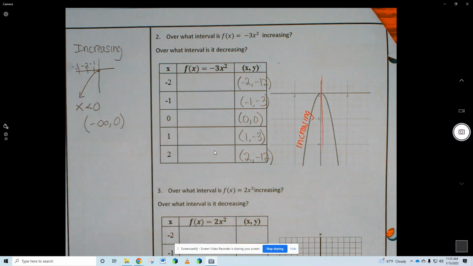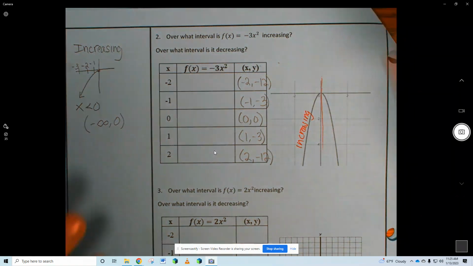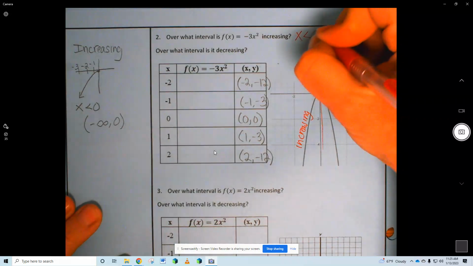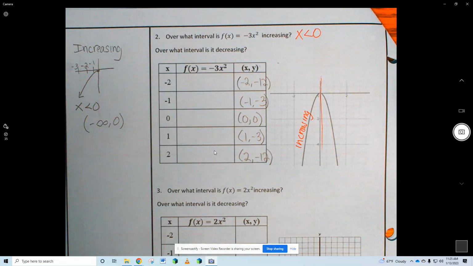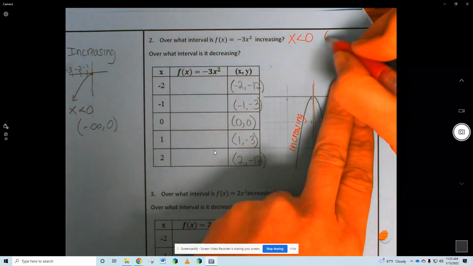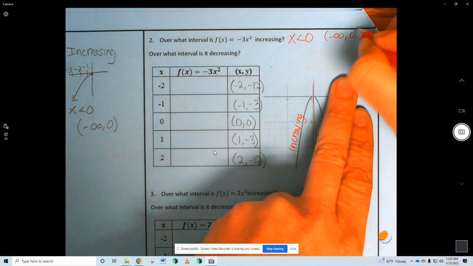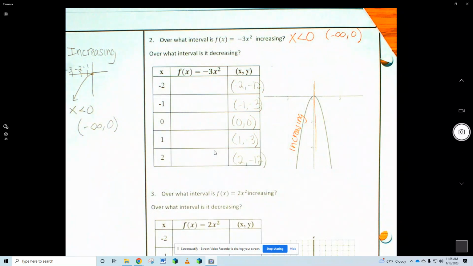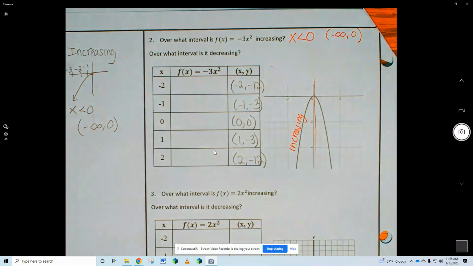It is increasing. Let's answer the question on top. I just write the same thing over again, you guys. X is less than 0. Negative infinity, comma, 0. It's going upward. It's increasing.